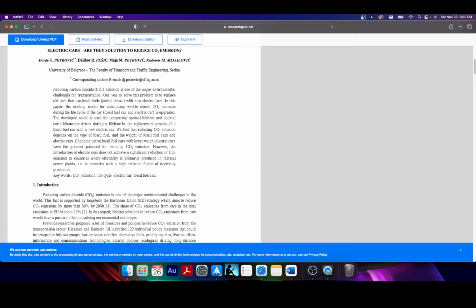And so let's look at this. "Reducing carbon dioxide CO2 emission is one of the major environmental challenges for transportation. One way to solve this problem is to replace old cars that use fossil fuels, petrol, diesel, with new electric cars. In this paper, the existing model for calculating well-to-wheel CO2 emission during the life cycle of the car, fossil fuel car, and electric car is upgraded." So I see words like this, right? Upgraded, calculating well-to-wheel CO2 emission. That makes sense: oil well to the actual car, CO2 emission during the life cycle of the car. "Is upgraded" is an odd choice of a word. I think if we were writing this as native speakers with this idea, we would say "is improved," or the existing model for calculating it is improved.